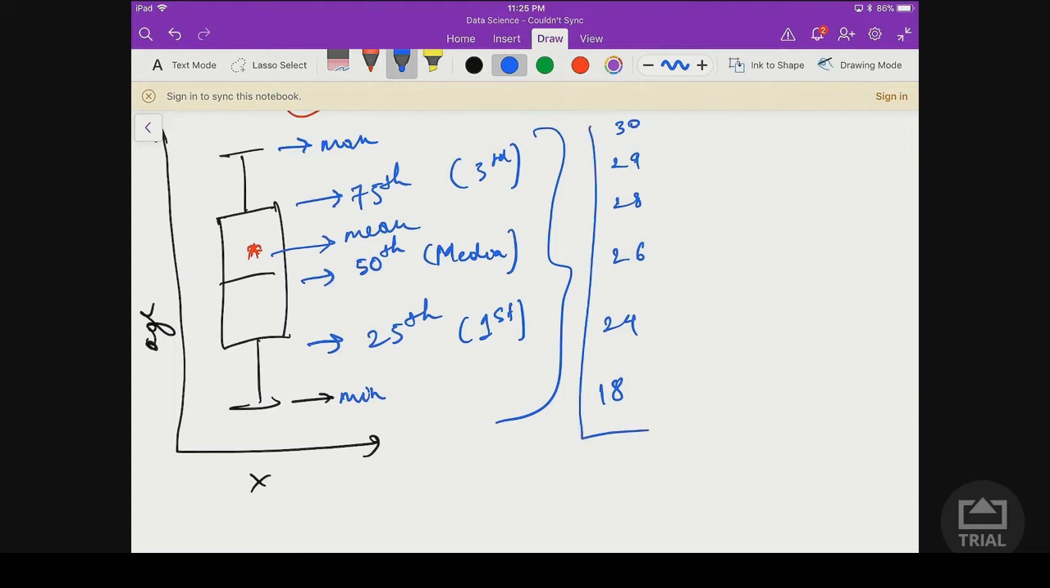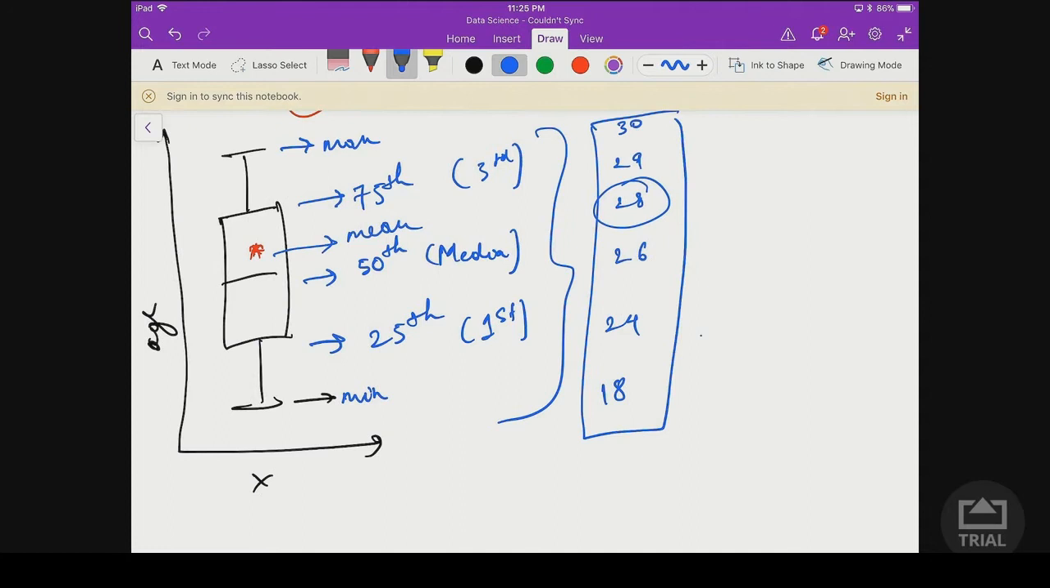Now looking at this, we get a fair amount of idea about the data. We know that the range is around 12 units, with the minimum at 18 and the maximum at 30. And on average, the age of the student is around 28 years. So we know for sure that most of the students fall in the upper age bracket. We also see a great jump from 18 to 24. We also see a smaller jump from 24 to 26, and so on. So a box plot basically gives you a basic overview of the entire data in a single snapshot.